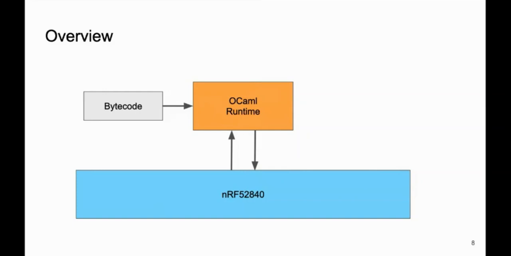So a current overview of what we have at the moment. We have our OCaml code that is compiled to a bytecode. This is given to the OCaml runtime that is compiled for the device. And at runtime, the OCaml runtime and the board talk to each other, and the runtime, the interpreter, executes the bytecode. There's a few issues with this. This is a very simplistic view. Fundamentally, the OCaml runtime and the board speak very different languages.